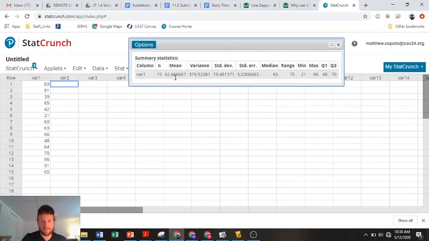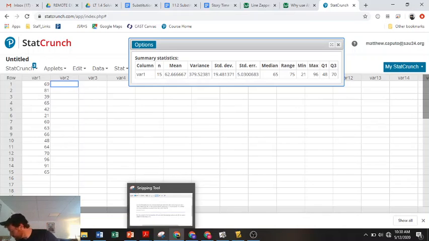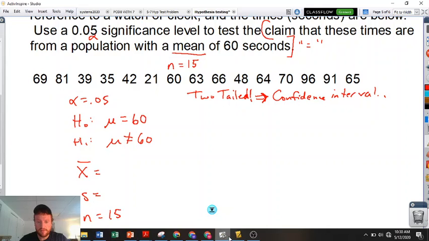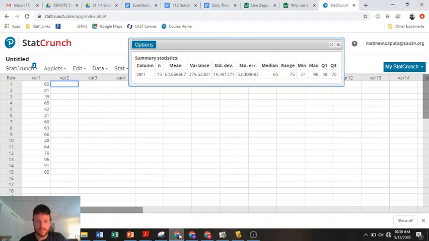So let's see. The mean was 62 2/3. Okay, so let's go back. 62 and 0.6. Actually, it's 0.7, really, because we round to one more than the data gives us. The standard deviation of the sample is 19.8137.